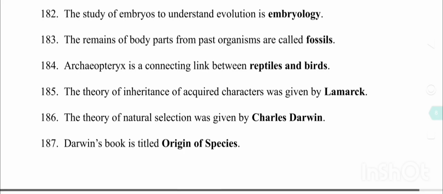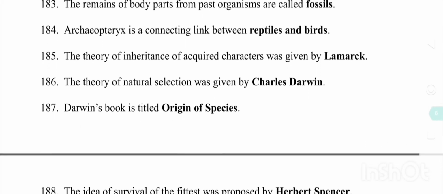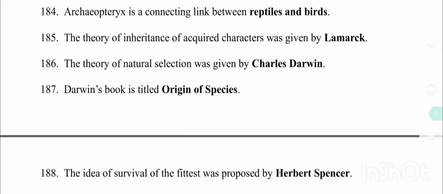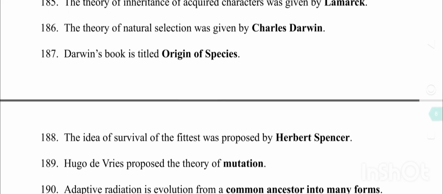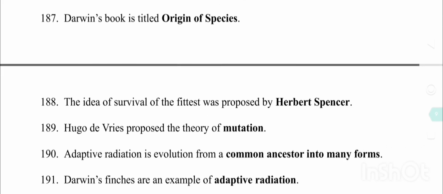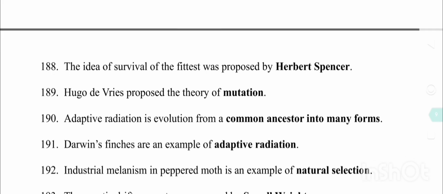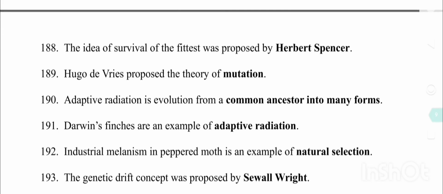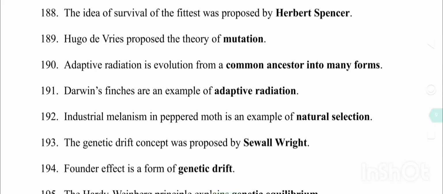186. The theory of natural selection was given by Charles Darwin. 187. Darwin's book is titled Origin of Species. 188. The idea of survival of the fittest was proposed by Herbert Spencer. 189. Hugo de Vries proposed the theory of mutation. 190. Adaptive radiation is evolution from a common ancestor into many forms.